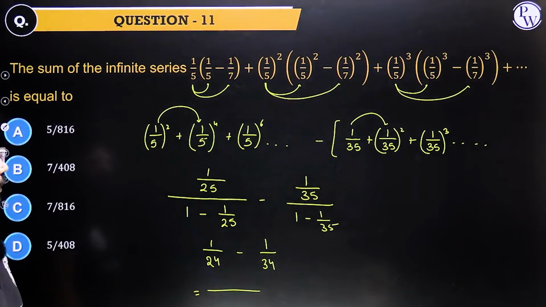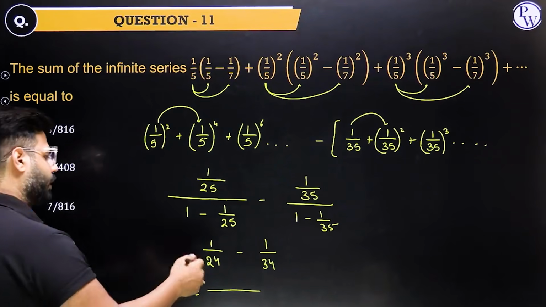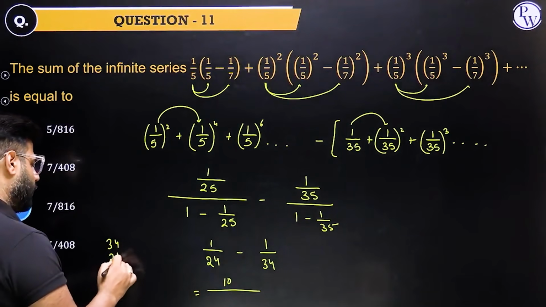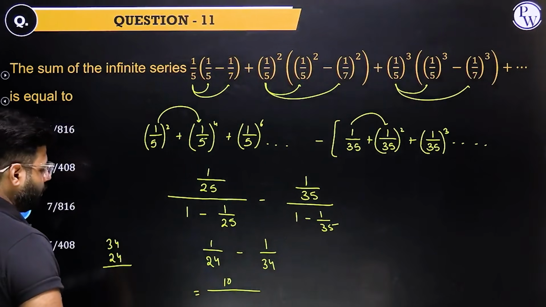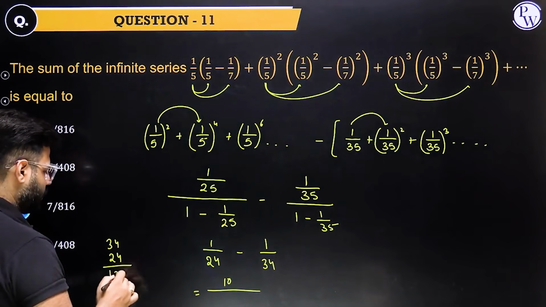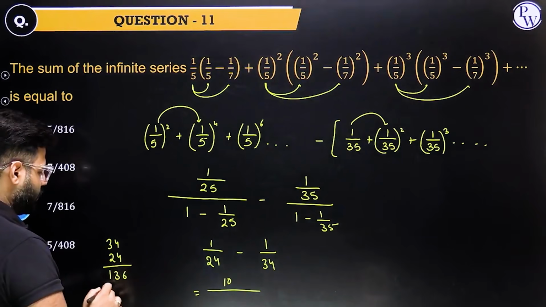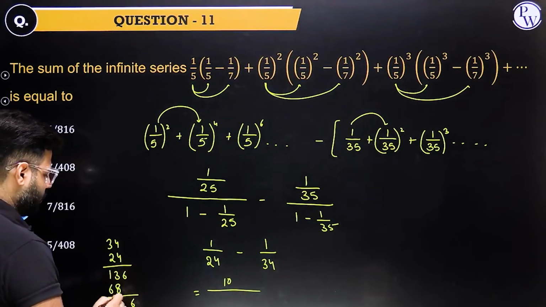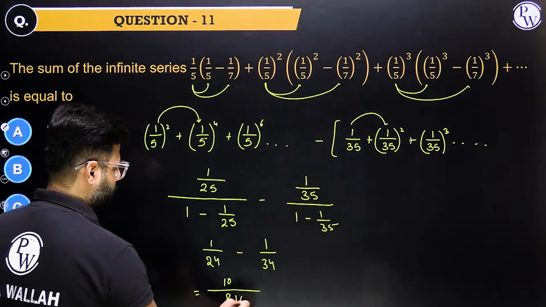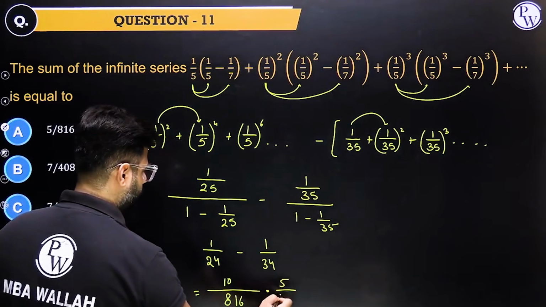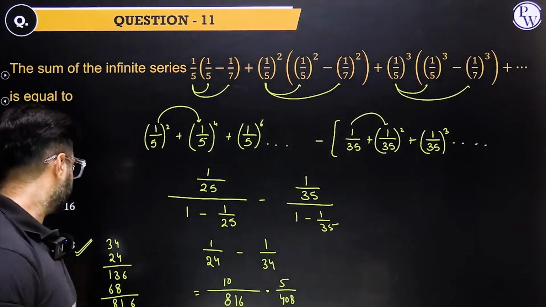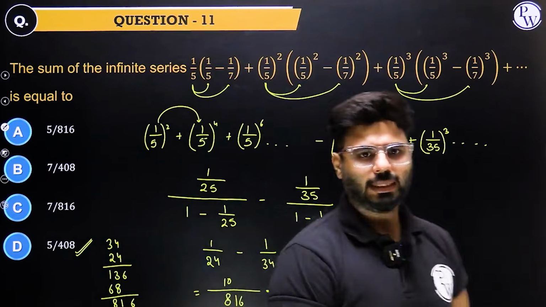You can easily solve it up. 34 and 24, the LCM, let's simply multiply. 34 minus 24 is 10. Multiplying 34 and 24, what do you get? 34 fours are 136, and 34 times 2 is 68, so 816. Cancel it by 2, 5 over 408. So 5 by 408, that's option D.